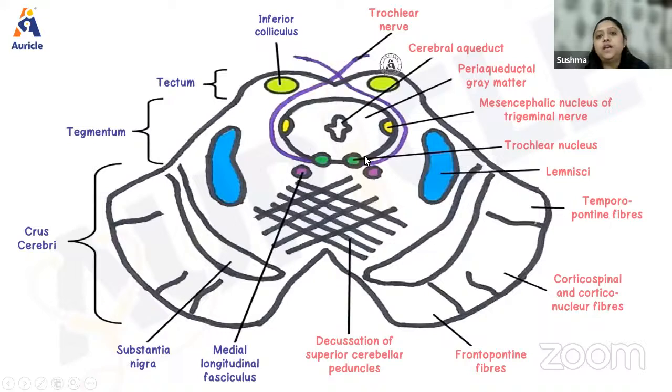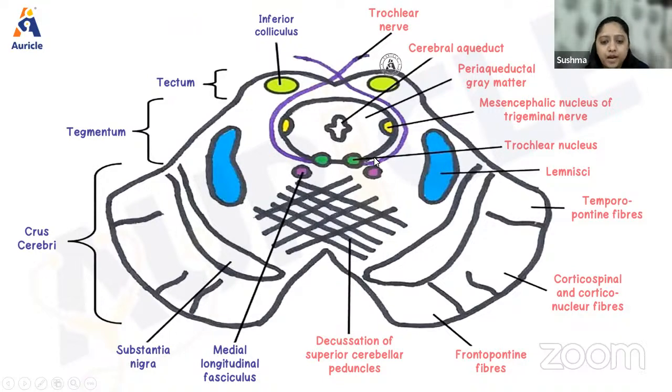What two nerves did we speak about? First is the trochlear nerve and the trochlear nucleus. You can clearly see how it is emerging as the posterior nerve, correct? Then again, I have the cerebral aqueduct. Then I have the MLF also. And I have the inferior colliculus here. In the crus cerebri part, same frontopontine, corticospinal, temporopontine. But here you also have the lemniscus. Okay, also have the lemniscus.